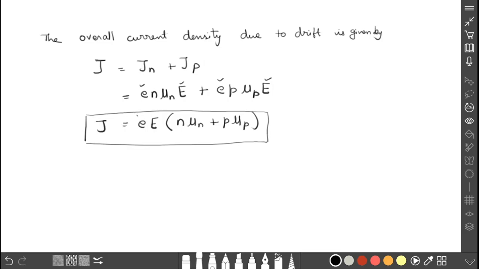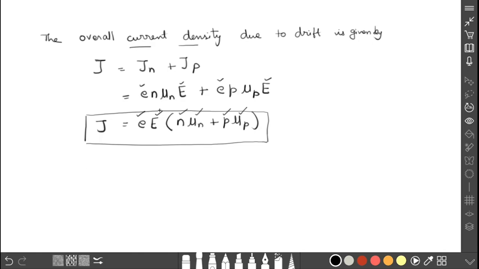Here e is the charge of the particle, and capital E is the applied electric field, n is the number of electrons, mu n is the mobility of the electron, and p is the number of holes, and mu p is the mobility of the holes. So this expression represents the overall current density due to electrons and holes. I hope you understand what drift current is and in what direction it flows, and the expression for electrons and holes also we completed, right?